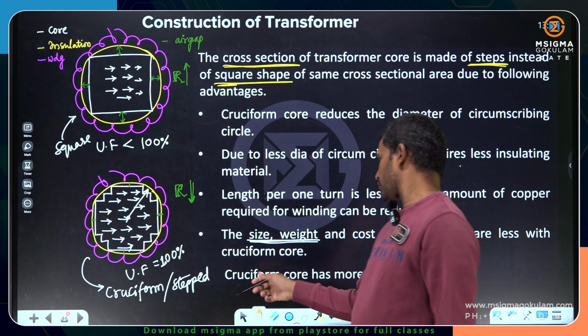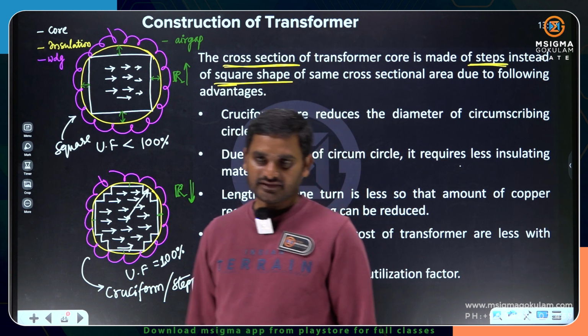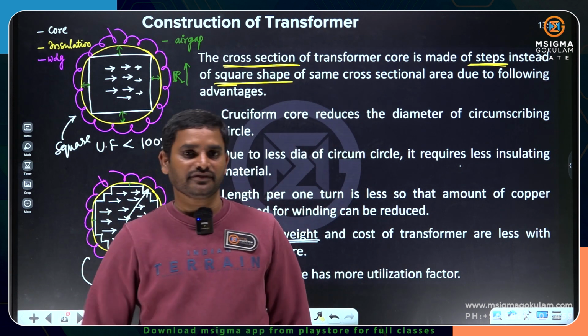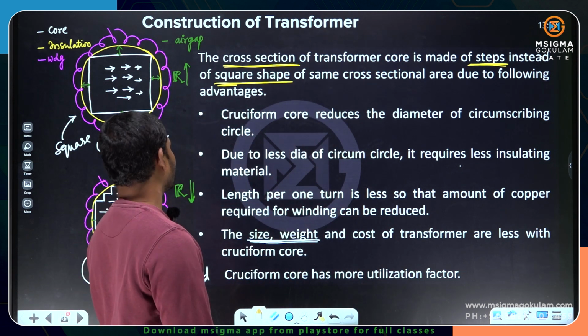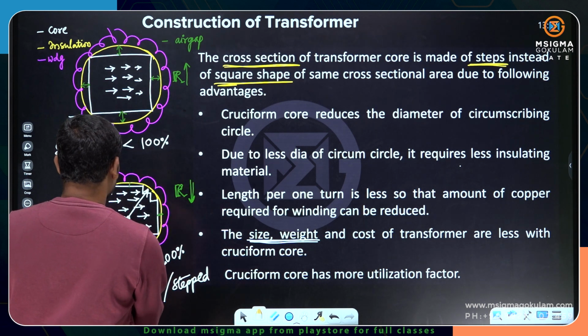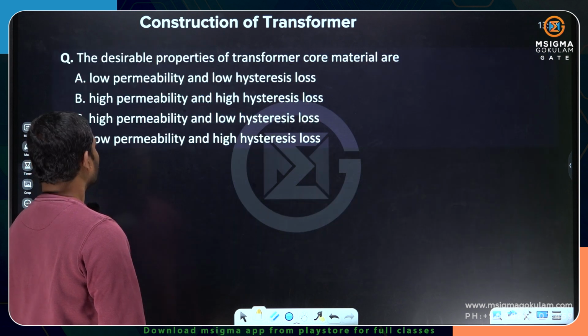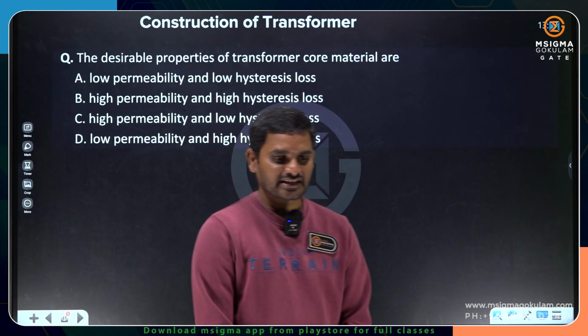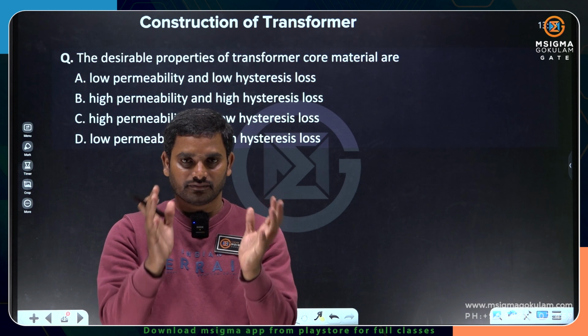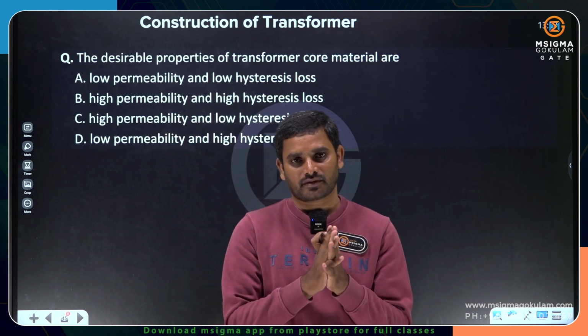Cruciform core also has a higher utilization factor. These are the points we discussed, and that's the reason why the cruciform core is more advantageous than the square shape. Now we will see some questions on the core, or magnetic path.